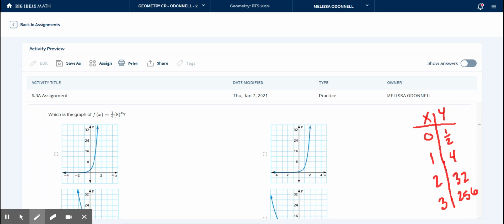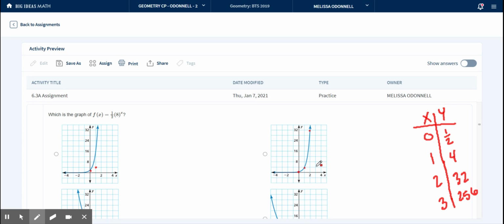So we need a graph that's going to have these points on it, right? So if we started with our first one, maybe that's (0, 1/2). It kind of looks high for 1/2, but let's keep checking. Then we should have a point at (1, 4). Well, that's not on the graph, so I'm going to go to my next one. So maybe that's (0, 1/2). It's hard to tell. Let's see, my next point should be (1, 4). That looks pretty good. Then I should have a point at (2, 32), like right there. Okay, so far so good. That one looks pretty good.